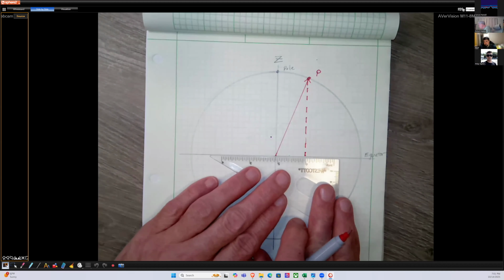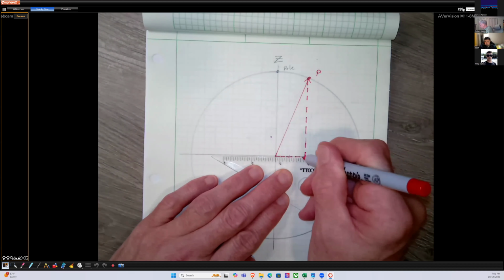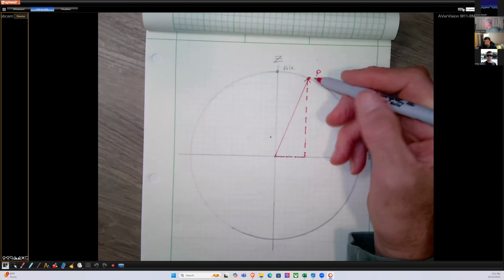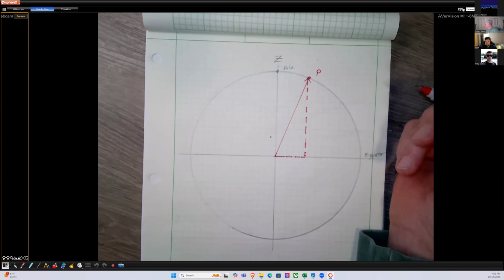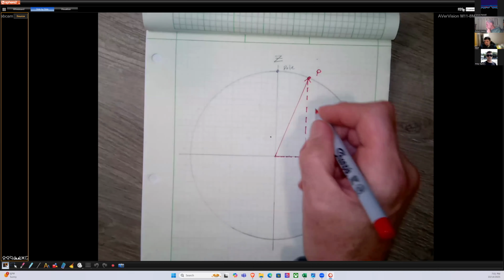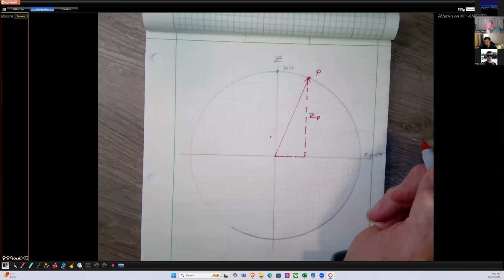Again, just kind of building up our polar coordinate conversions, just like we learned in vector calc. What would the length of this dashed line be? It'd be Y sub P? No. Or Z? Z sub P. Yes.